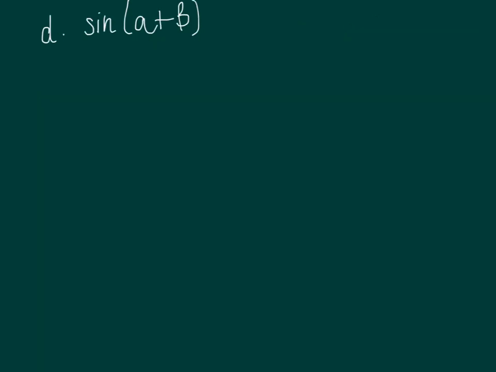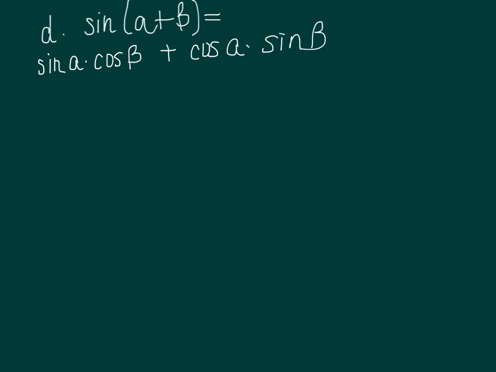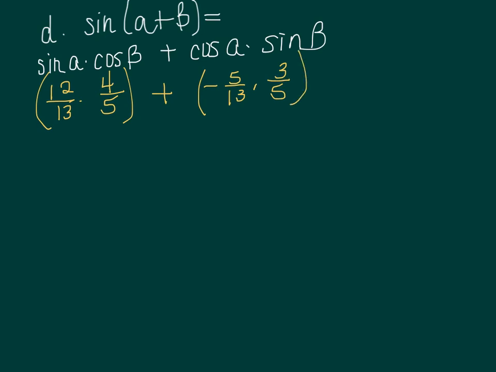And then part D, we use the sine formula. So you do sine A times cosine of B plus cosine of A times sine B. You just plug everything in. Remember, sine of A was given. That was 12 over 13 times cosine of B plus cosine of A times sine of B. And then you just work it out.